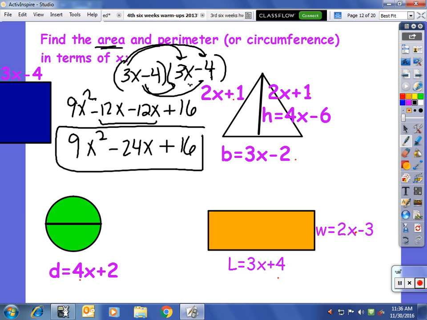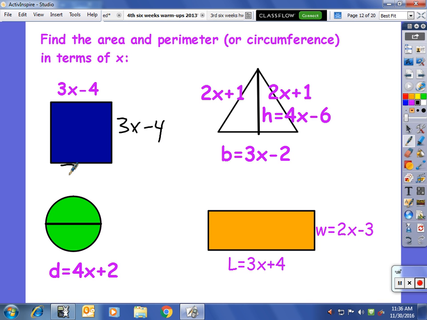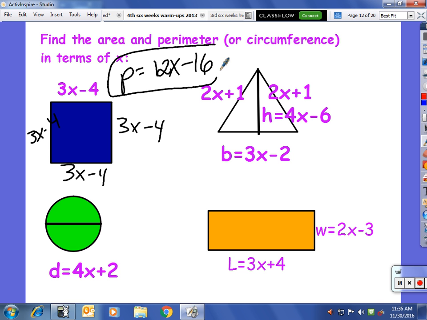Now perimeter for a square is pretty easy. Perimeter always just involves adding up all the sides of the figure and combining like terms. What shortcut can we take if it's a square? Just take one side and multiply by 4. So what's the perimeter here? 12x minus 16 would be the perimeter.